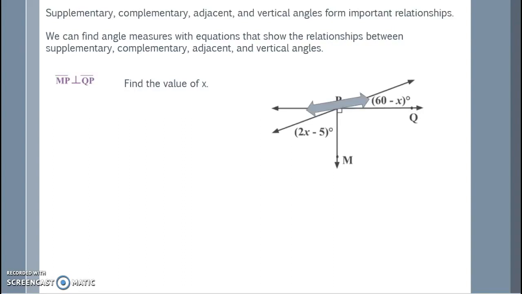Well, right away, I see that these two that are across from each other are vertical angles, so these are equal to each other. I also know that these two adjacent angles to one another need to add up to 90 degrees, based on the 90-degree angle over here.